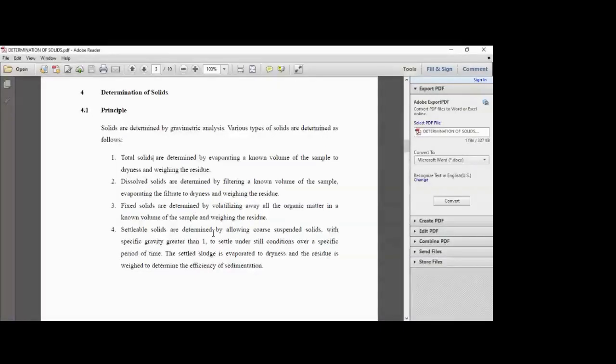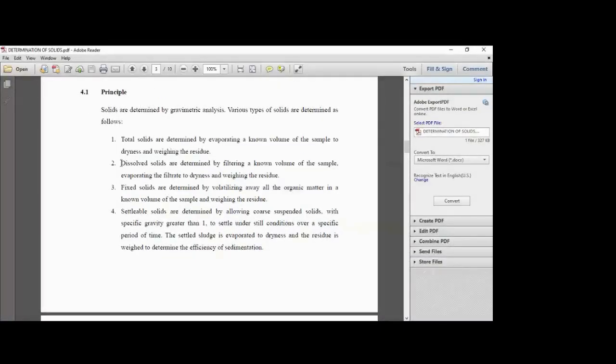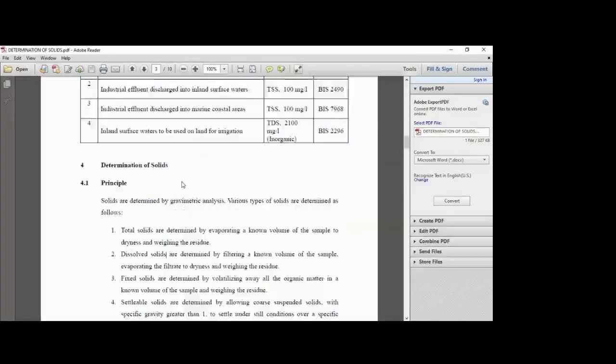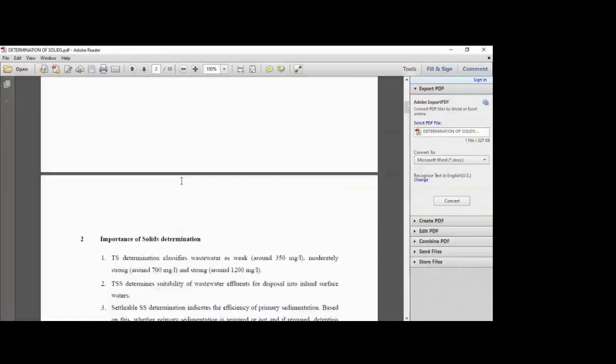So dissolved solids in the same manner. If I have to find out what the dissolved solids are, how will we be determining the dissolved solids? So this is the particular chart.